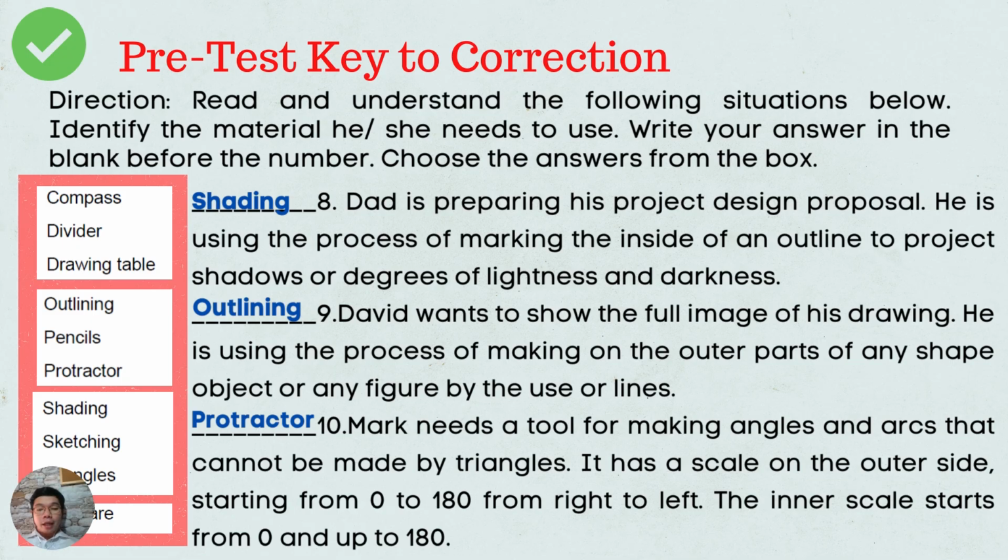And number 8, Dad is preparing his project design proposal. He is using the process of marking the inside of an outline to project shadows or degrees of lightness and darkness. The answer is shading. And number 9, David wants to show the full image of his drawing.